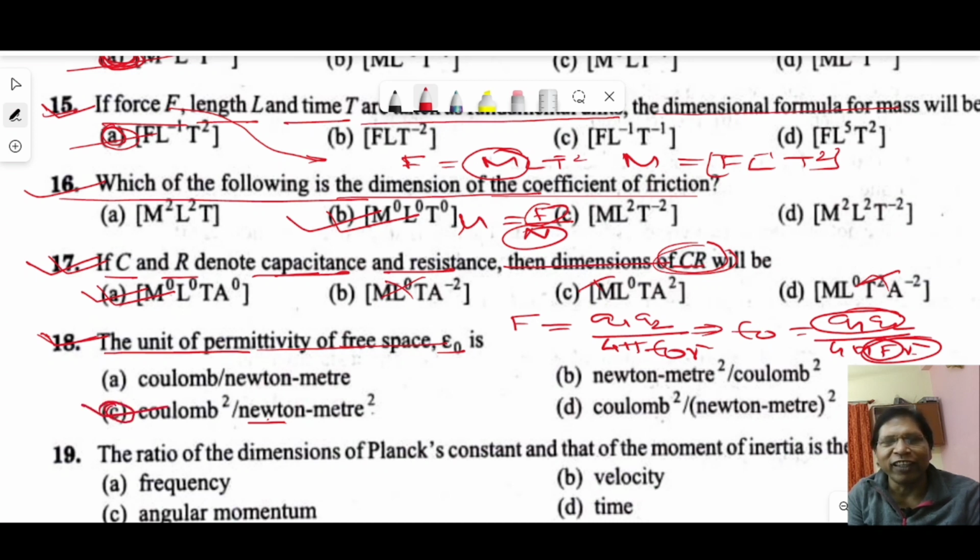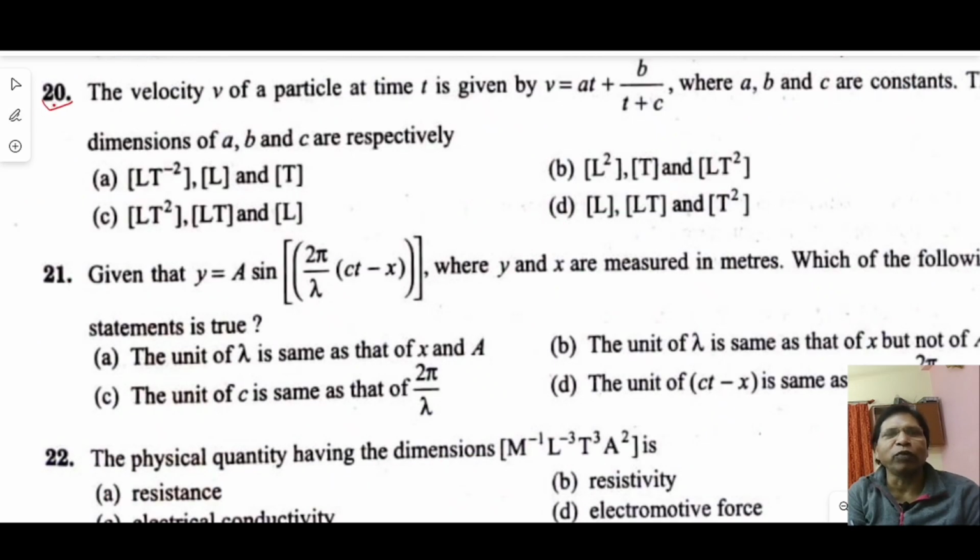Okay, understood? Now, question number 19. The ratio of the dimension of Planck constant and moment of inertia is the dimension of which quantity? The dimension of Planck's constant is the dimension of angular momentum, that is M L squared T minus 1. And moment of inertia is M L square. Now this and this cancel out, so this is T minus 1 as dimension. Look at this, angular frequency. Okay.